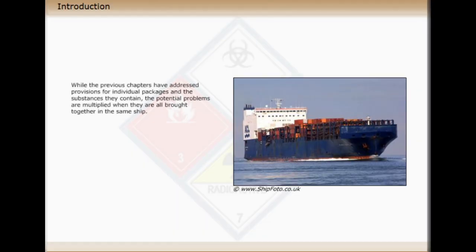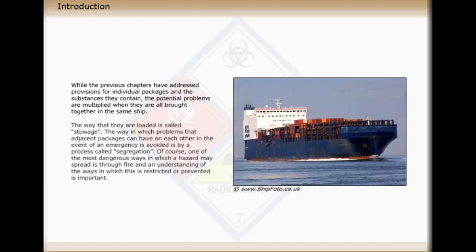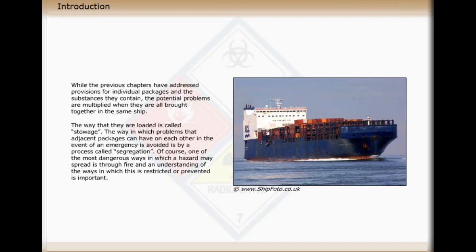While the previous chapters have addressed provisions for individual packages and the substances they contain, the potential problems are multiplied when they are all brought together in the same ship. The way that they are loaded is called stowage. The way in which problems that adjacent packages can have on each other in the event of an emergency is avoided is by a process called segregation.